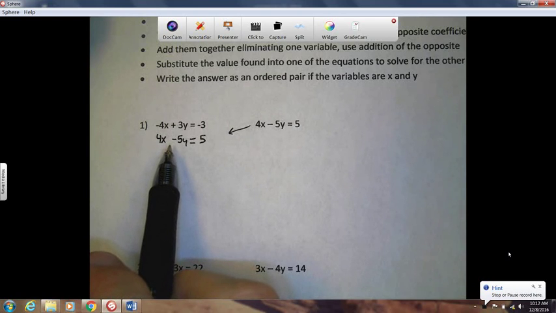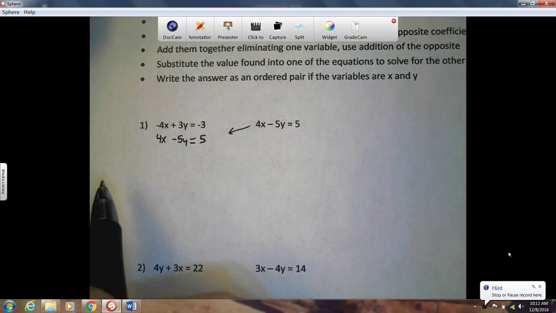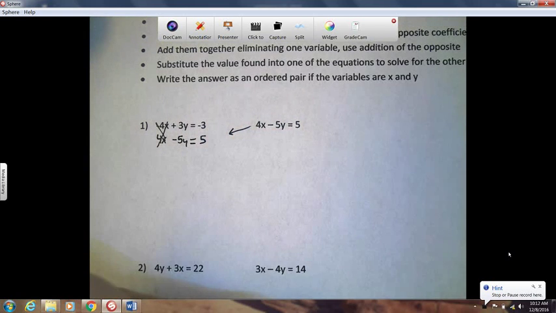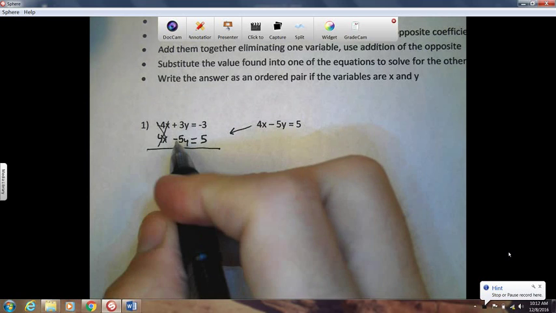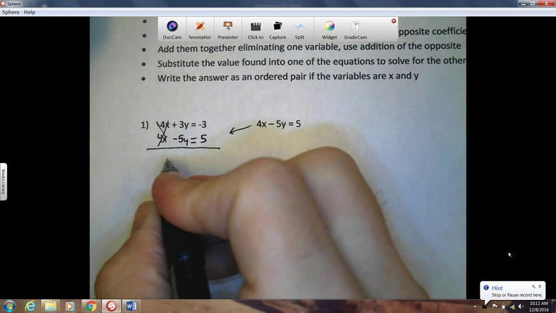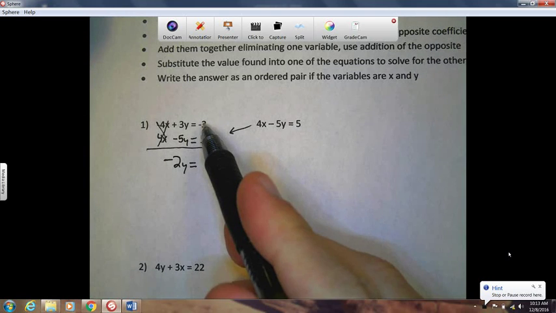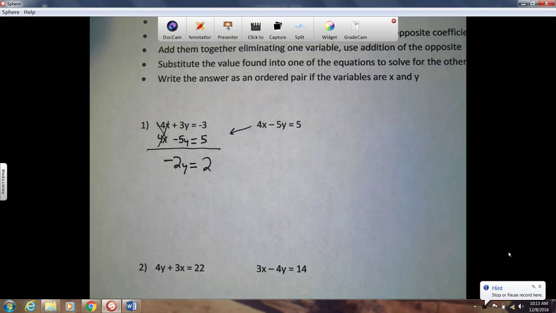I'm just going to add everything. So negative 4, positive 4 is 0. So I've eliminated the x's. Positive 3, negative 5, so that's negative 2y. Negative 3, positive 5 is 2. So when you add those together, the x's are eliminated.